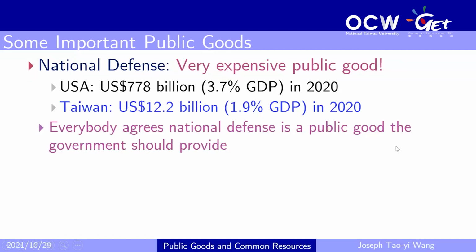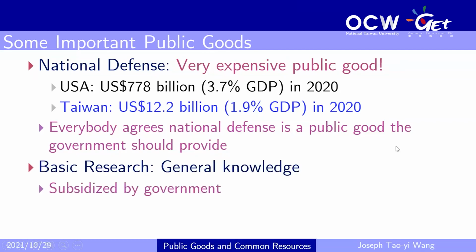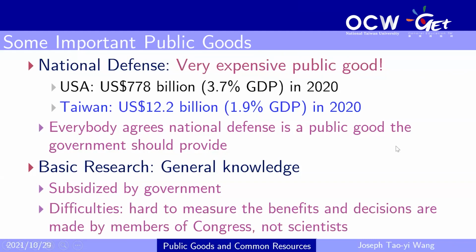Everybody agrees that national defense is a public good that the government should provide. The other one that's also a very important public good is general knowledge. So basic research. That is a public good. When Einstein discovers relativity theory, then everybody enjoys that. The question, of course, is how much should the government subsidize this? That's always a huge debate when it comes to public policy. Because what is the benefit for, say, Taiwanese scientists to do this basic research? Well, I don't know. And it's the Congress that fights it out.